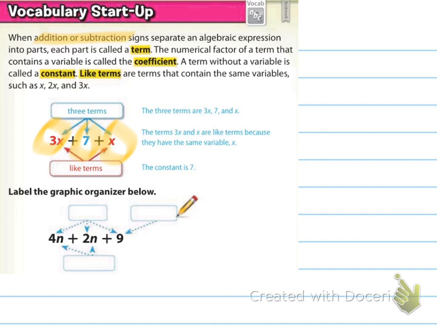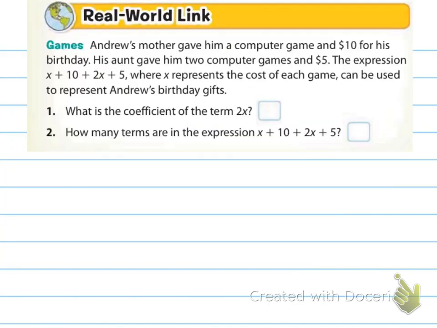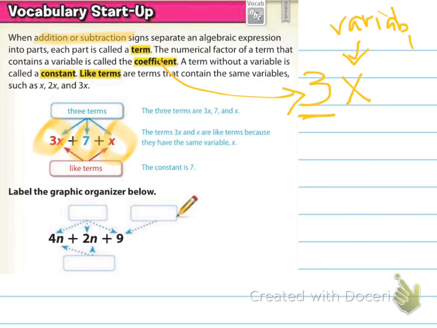The numerical factor of a term that contains a variable is called a coefficient. So let me just write a little thing over here for coefficient. If we have something like 3x, this is our coefficient, and this is the variable. Okay? So the number that goes before the variable, that number is called our coefficient.